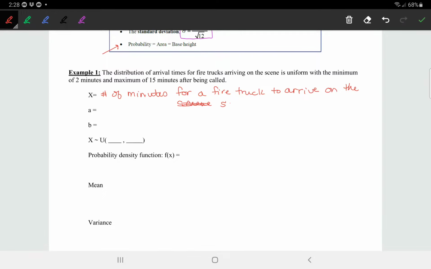scene, S-C-E-N-E, sorry, to arrive on the scene after being called.